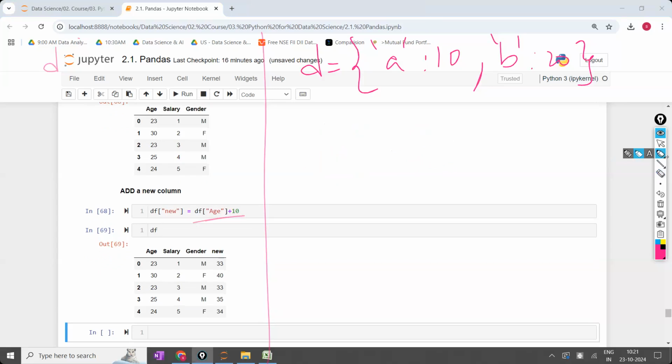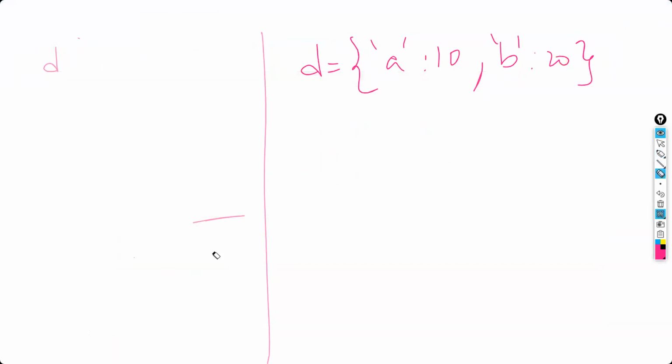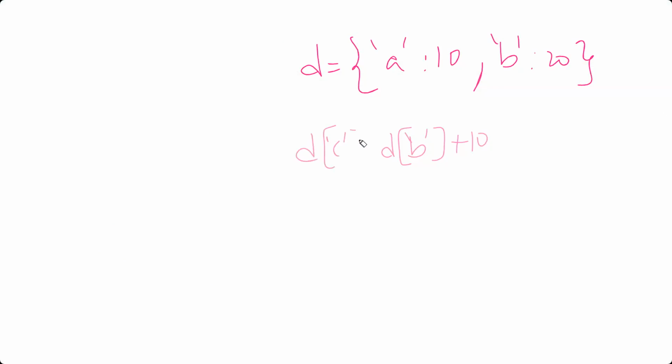Now, this is a dictionary, guys. Forget about pandas. Again, dictionary. In the dictionary, I want to take D of B plus 10. What is the meaning of this? If I execute this cell, what is the output I will get? 30. D of C is adding a new key C with a value of 30.